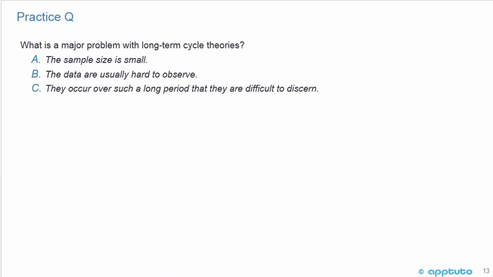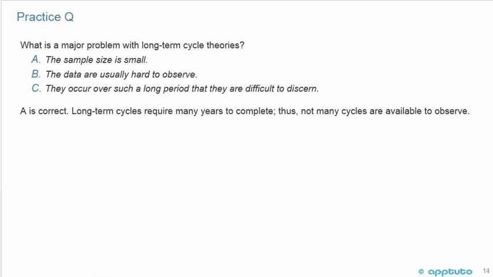And one last final practice question to finish this LOS. What is a major problem with long-term cycle theories? A, the sample size is small. B, the data are usually hard to observe. Or C, they occur over such a long period of time that they are difficult to discern. A is correct. Long-term cycles require many years to complete. Thus, not many cycles are available to observe, so the sample size is small.